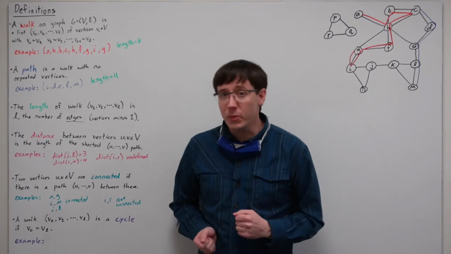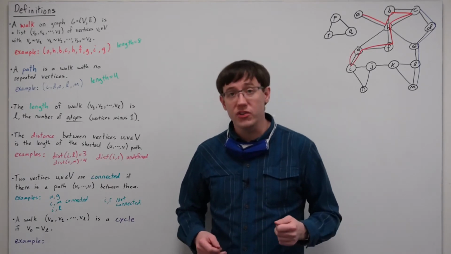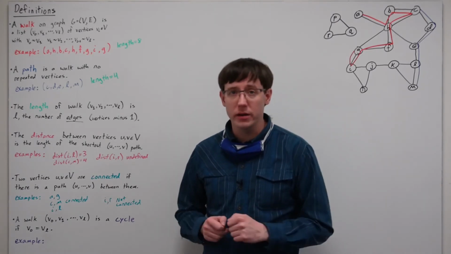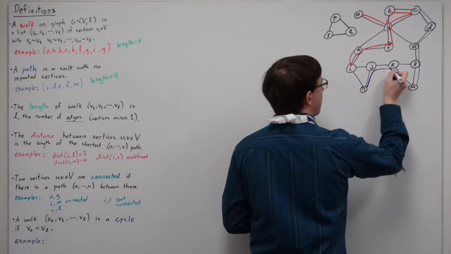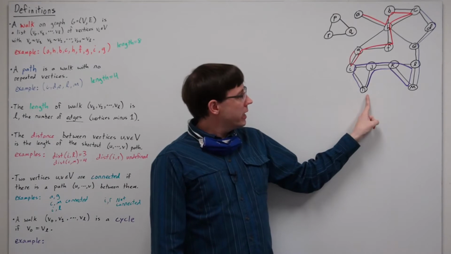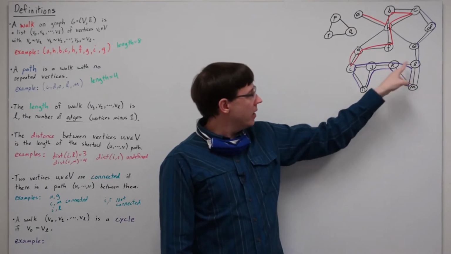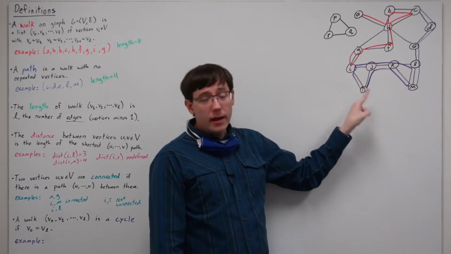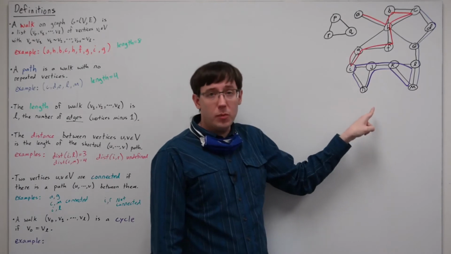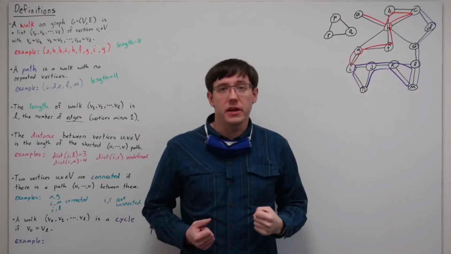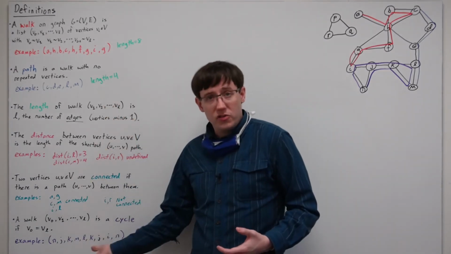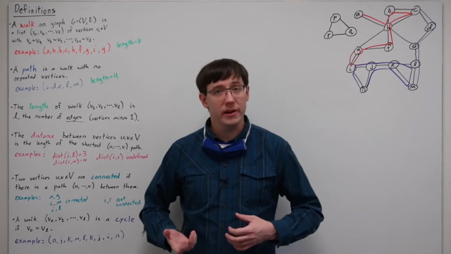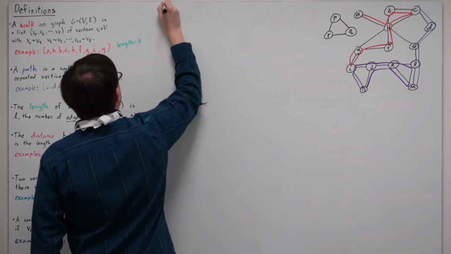We'll also sometimes be interested in walks that have the same start and end point, and such a walk is called a cycle. This walk, NJKMLKJIN, has the same start and end point, and so we call it a cycle. Now that we have all this terminology, we can use it to start thinking about various properties of graphs.